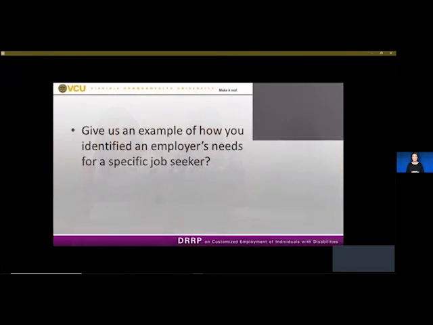Jenny, would you like to go first and give us an example of how you've identified an employer's needs for a specific job seeker? Sure, I think that goes back to when we go into an employer doing a lot more listening than talking, asking those questions that are open-ended and looking around the environment to see what are those jobs that seem to be unattended to because there are bigger tasks to be completed in their place of work.